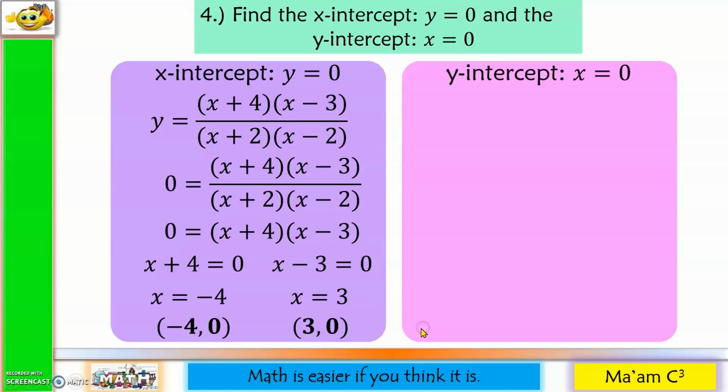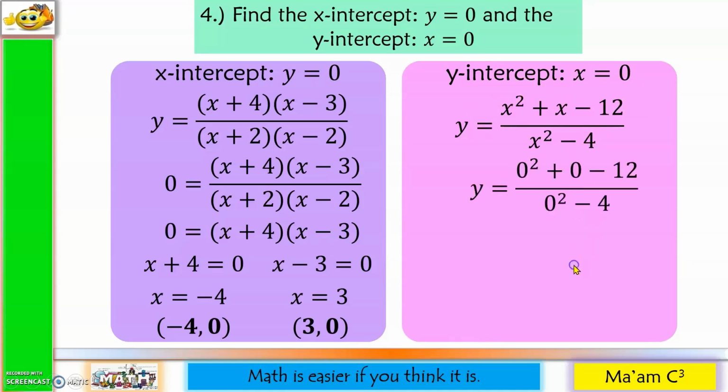Now for the y-intercept. Again, our function. This time, let us replace all x's here with 0. So this will be cancelled out, leaving us with -12. And for the denominator, we'll only have -4. -12 divided by -4 is +3. Our x is 0, our y is 3. Therefore, our point is (0, 3).